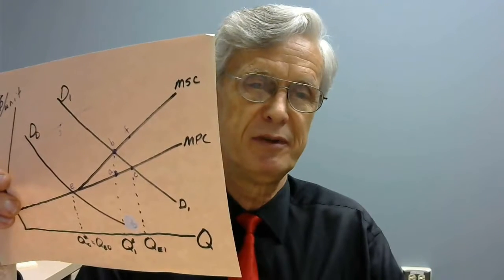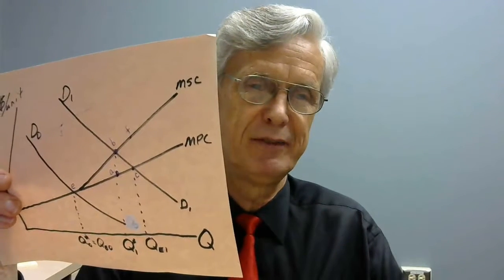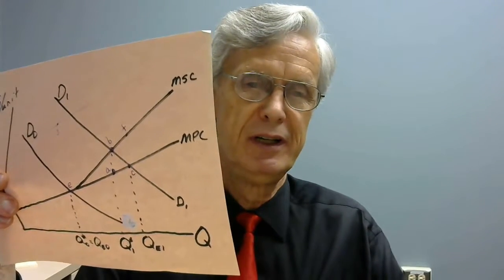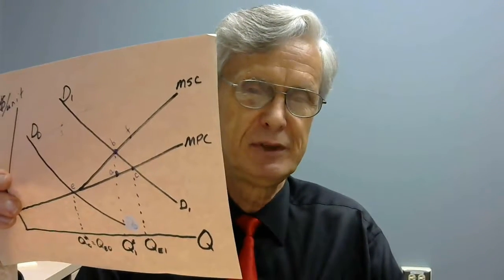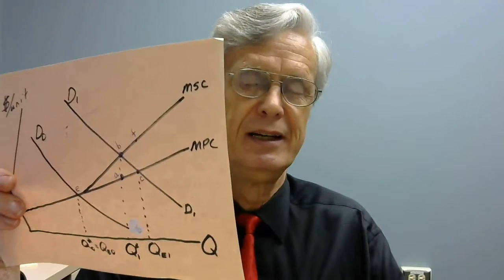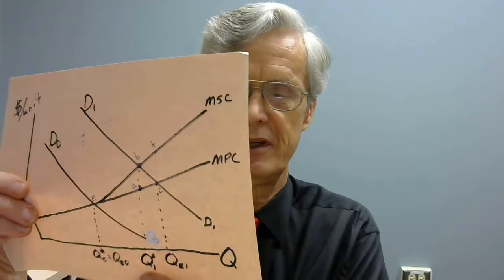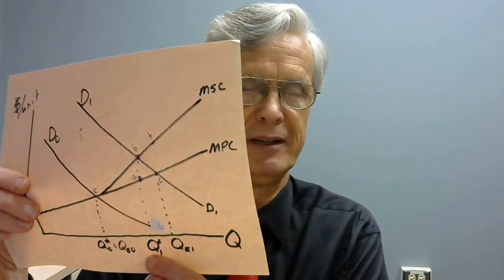Okay, how big should the pumping fee be? The difference between A and B should be the pumping fee, because we want to move the equilibrium to the optimum. We want the MSC and the MPC to be equal at Q1 star, right? What's Q1 star? Right there, right above my fingernail.